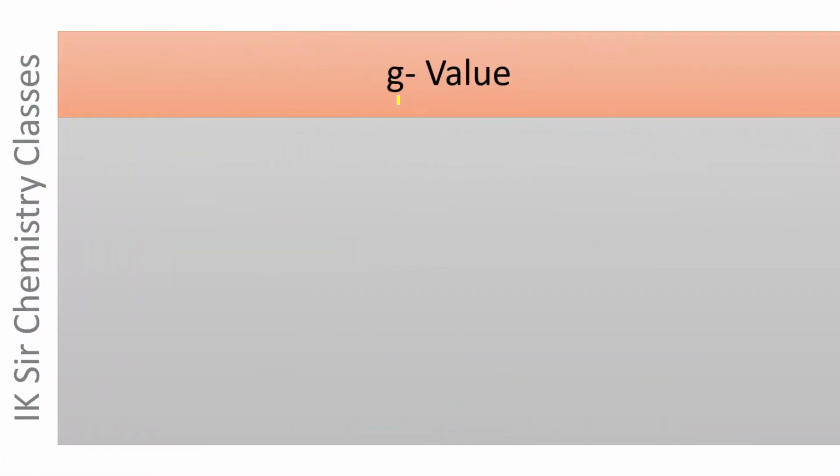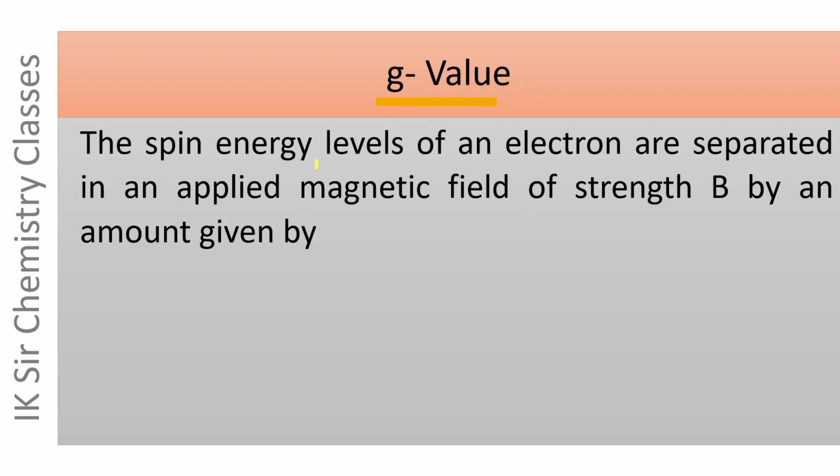In this video, we will discuss the G value. The spin energy levels of an electron are separated in an applied magnetic field of strength B by an amount given by the following expression: Delta E is equal to G beta B. This is the energy difference between two spin energy levels of an electron in an external magnetic field of strength B.